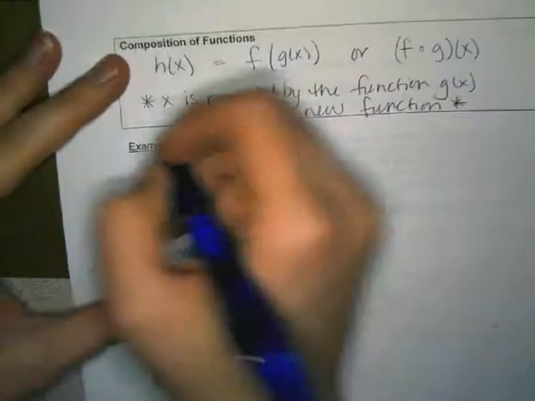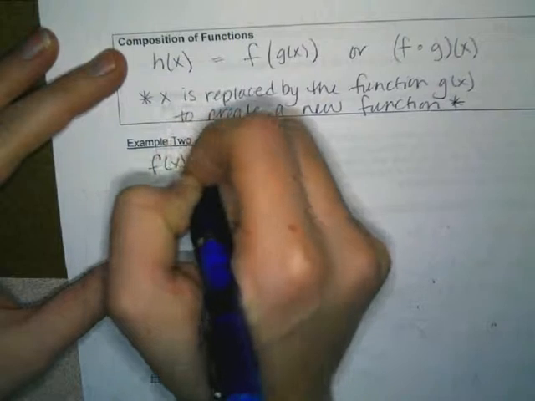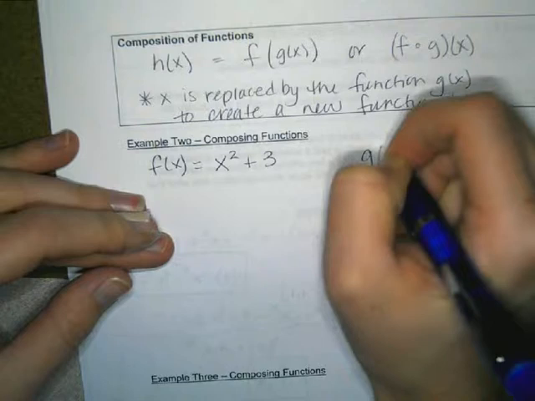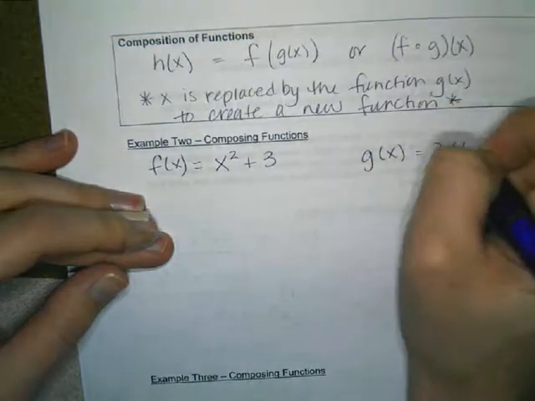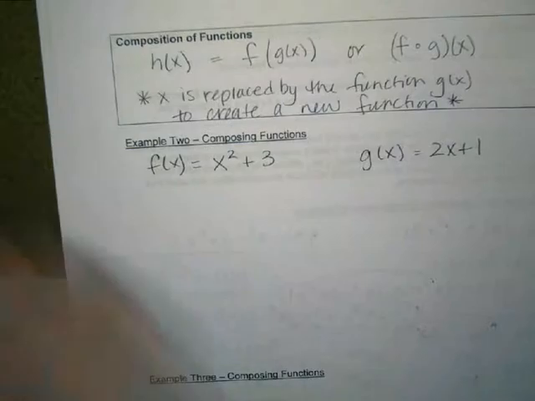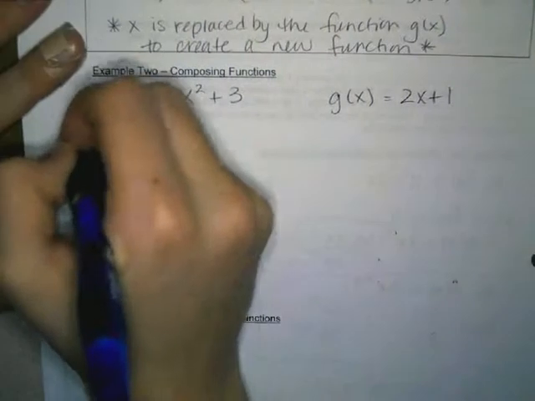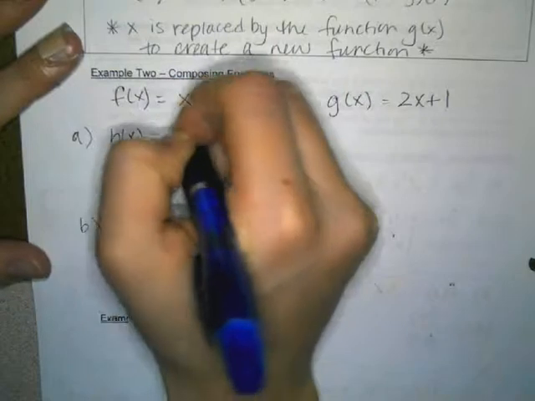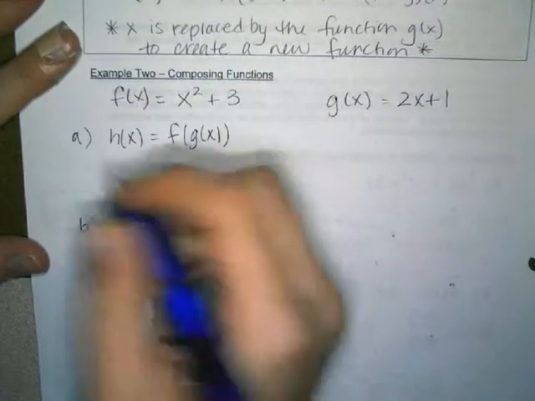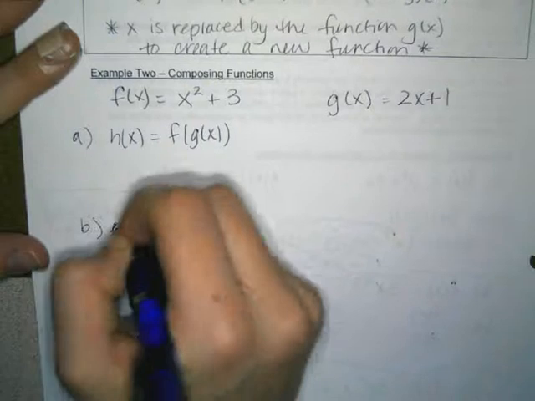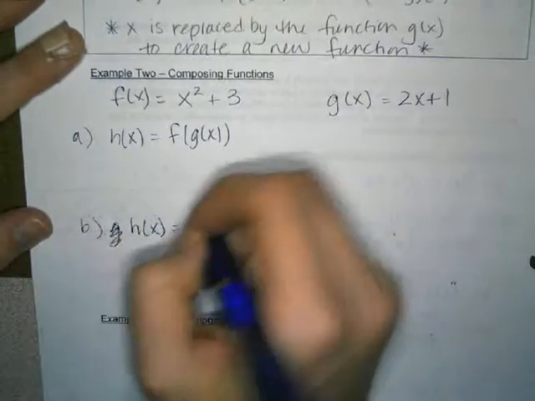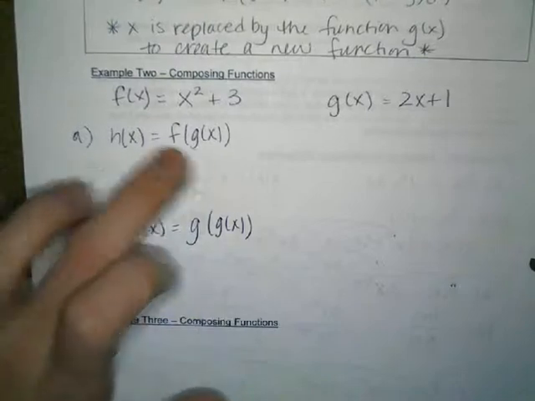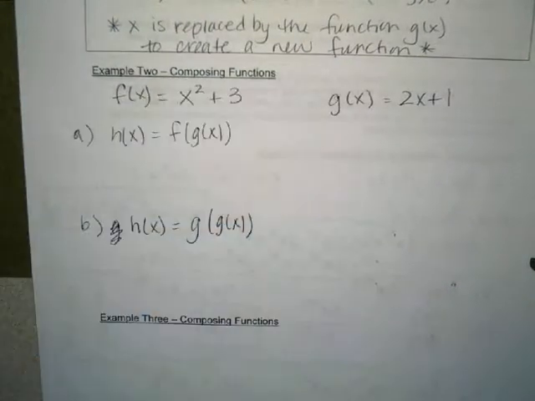Alright, let's go ahead and label two functions here. f of x is x squared plus 3. g of x is going to be 2x plus 1. Okay, we're going to do two compositions here and simplify. The first one, we're going to do f of g of x. Second one, whoops, we're going to do g of g of x. Now keep in mind the f and the g just refer to what function you have up here.